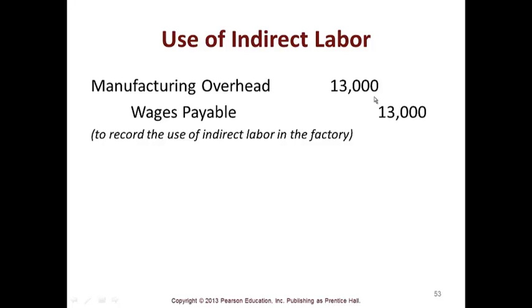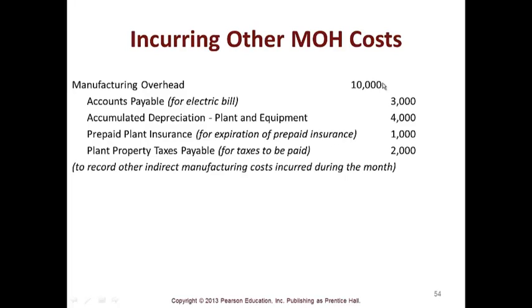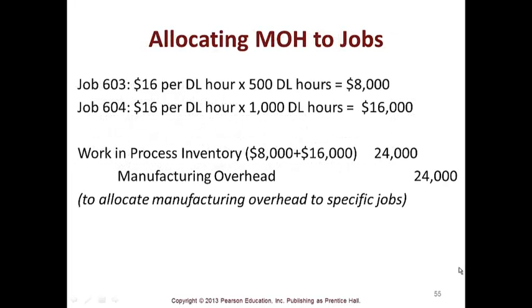And these accounts here look very familiar from a financial accounting standpoint. These are your new accounts from this being in managerial accounting. So now you have your manufacturing overhead. You have accounts payable for some electrical bill, accumulated depreciation on plant and equipment, prepaid plant insurance, property taxes on the plant, etc. So these are all the things that you need to credit that are going to come debit out of manufacturing overhead. This is to record other indirect manufacturing costs during the month.